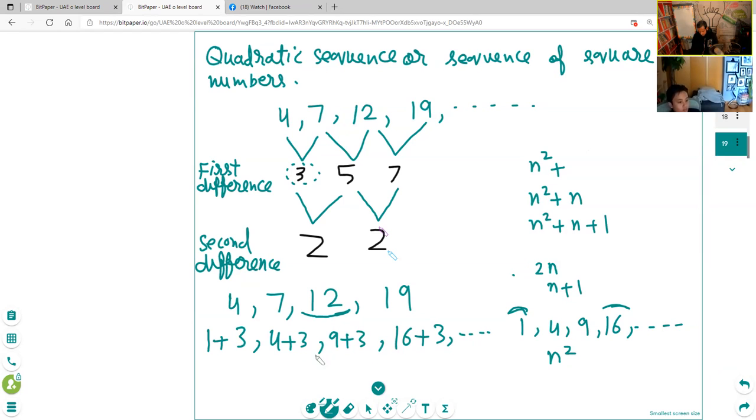Now you can find the nth term. The nth term is equal to the nth term of the first sequence plus the nth term of this constant sequence. The nth term of a constant is also constant. The nth term of 1, 4, 9, 16 is n square. Clear? If it is not clear, you should tell me. I will teach it on the whiteboard.